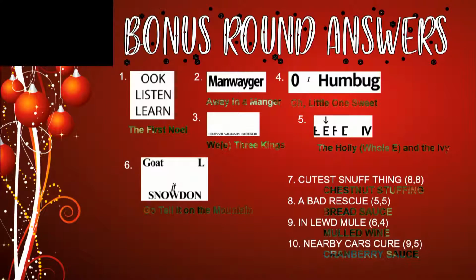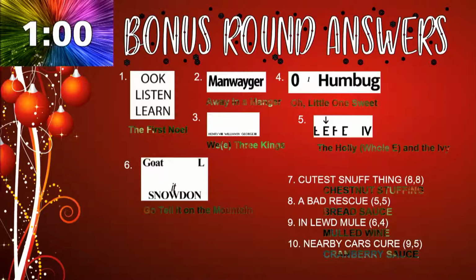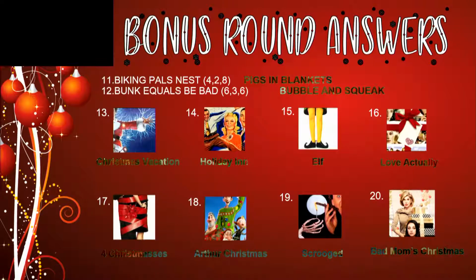Right, question number 7. These are the anagrams. So, the first one was chestnut stuffing. Number 8 was bread sauce. Number 9 was mulled wine. Number 10 was cranberry sauce. You don't have a minute for this. There you go. And then number 11 was pigs in blanket. Number 12, bubble and squeak.